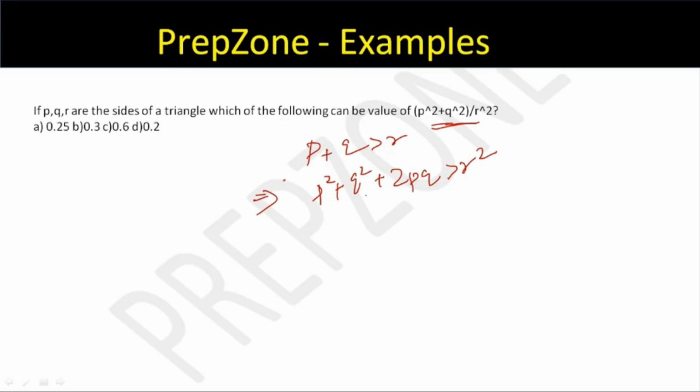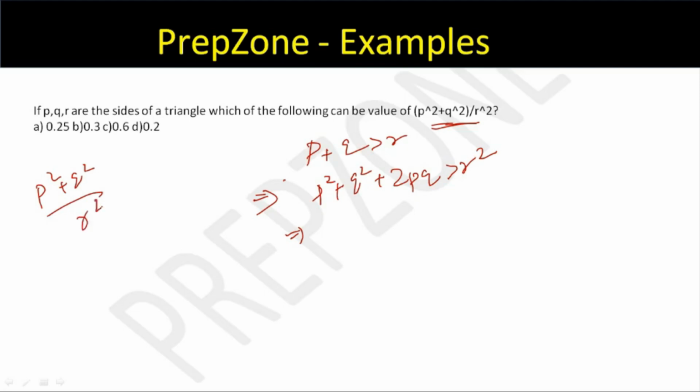But we want a relation between p square plus q square and r square. So we want it to be what? Greater than something. Right? So p square plus q square plus r square. Got p square plus q square. Of course, r can't be 0.